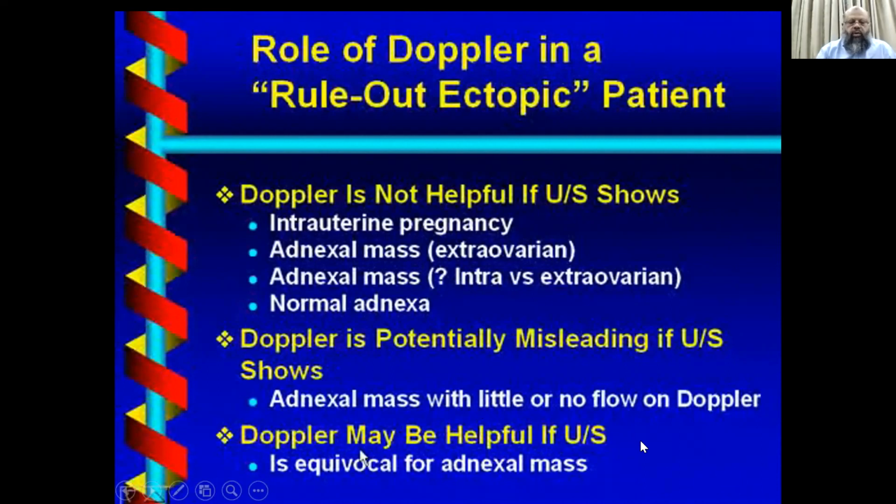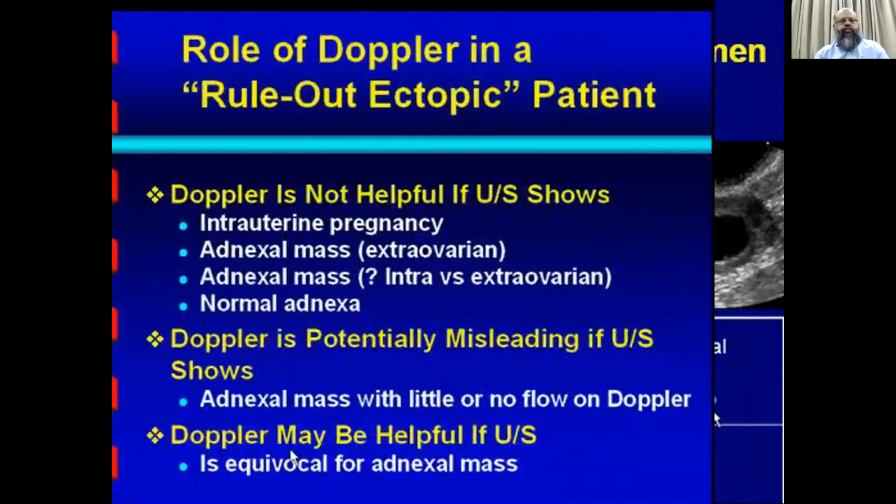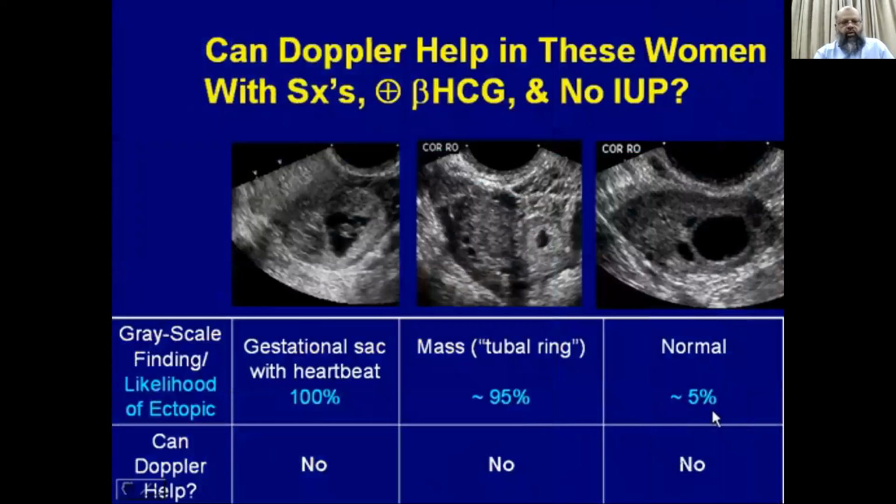Doppler may be helpful if ultrasound is equivocal for adnexal mass, so we can rule it out. Here you can see a gestational sac with heartbeat, 100% ectopic, because it is outside. This is a mass. Here is the ovary, tubal ring, 95%. And this is normal because we have an ovary with a follicle. It is not a gestational sac.